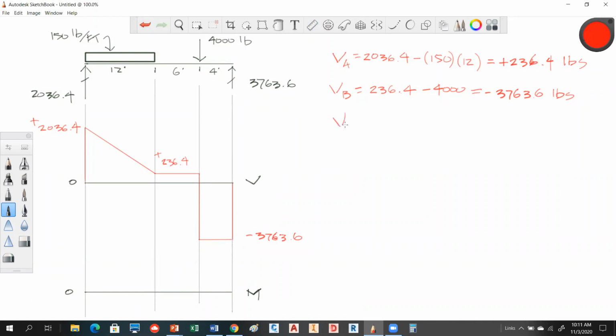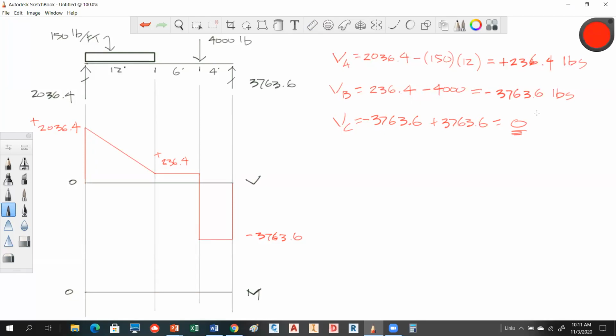So the shear at that point, if you wanted to just call that C arbitrarily, it's going to be 3763.6 minus plus 3763.6. That has to be equal to 0. If it doesn't equal 0, you got a problem. Again, that would tell you you've got a reaction issue, you've got something else going on. Is everybody okay with that on the shear?